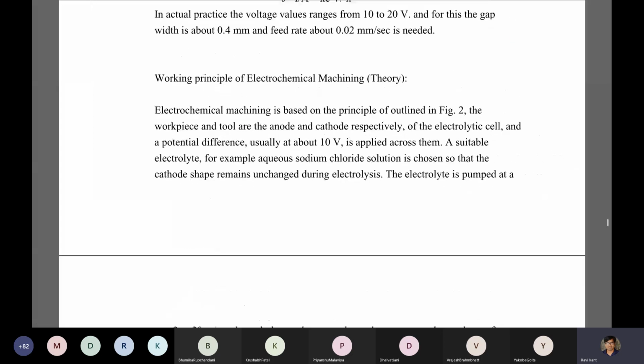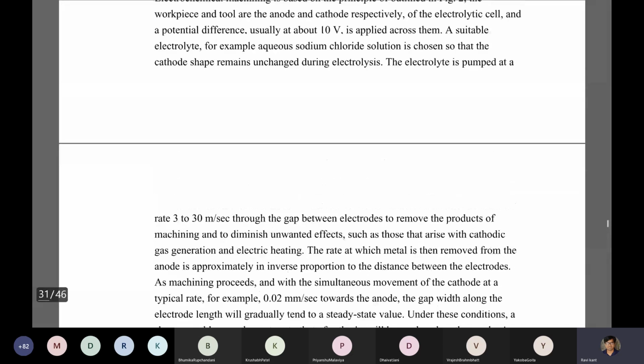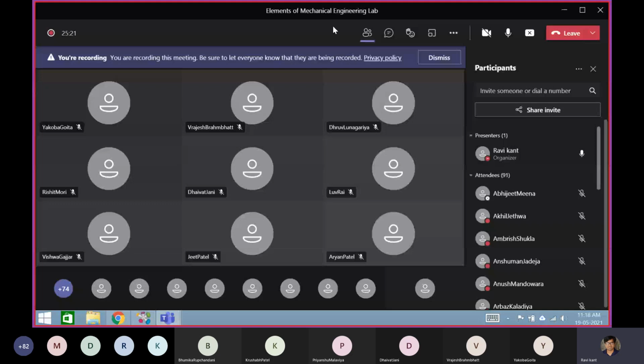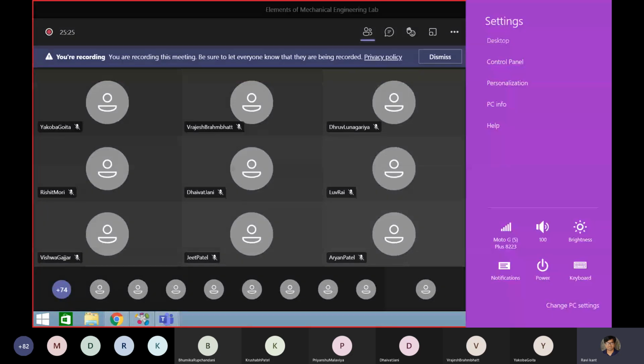Now we start with the working principle of electrochemical machining. In order to understand it better, let us first watch this video.